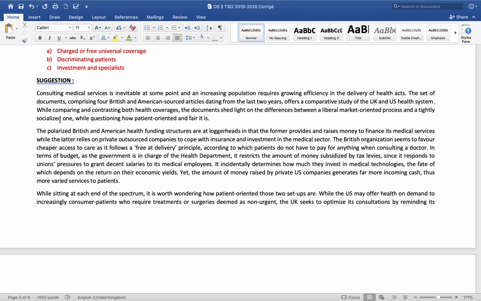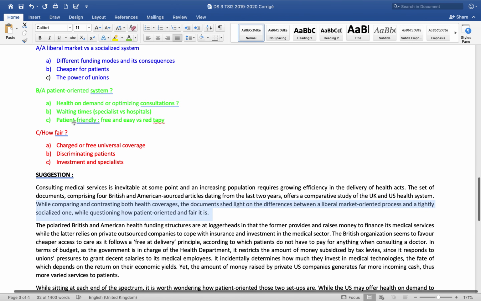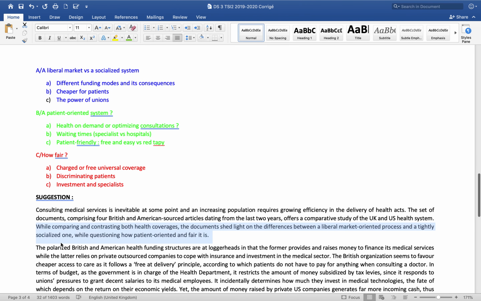And here is my plan. While comparing and contrasting both health coverages, the documents shed light on the differences between a liberal market-oriented process and a tightly socialized one. So this is the first part. Okay, I'm comparing, while questioning how patient-oriented and how fair it is. So see, this question of comparing and contrasting will be covering different aspects. First, how it works, then how patient-oriented that is, and then how fair it is.